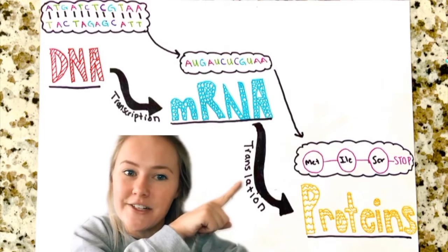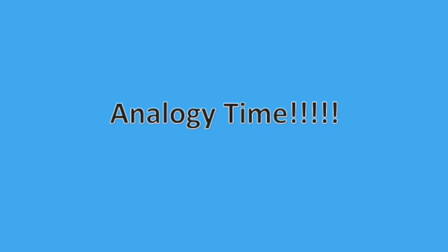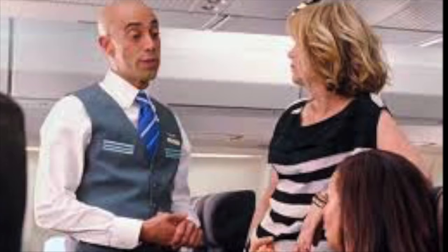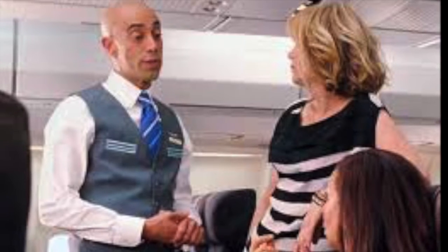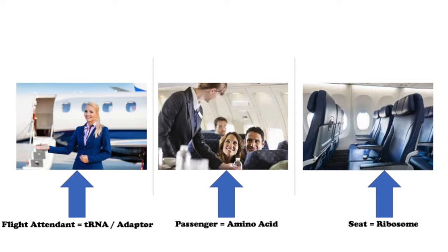Let's look into translation. Let's look at an analogy to help us better understand the adaptor hypothesis. Imagine that there are many confused passengers about to board a plane because they do not have a ticket. They ask the flight attendant for help to find which seat is theirs. In this case, the flight attendant, which symbolizes tRNA or adaptor, helps guide each passenger, which symbolizes the amino acid, to the correct seat, which symbolizes the ribosome.